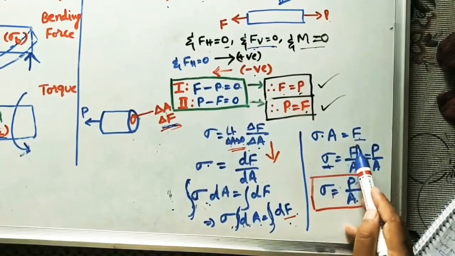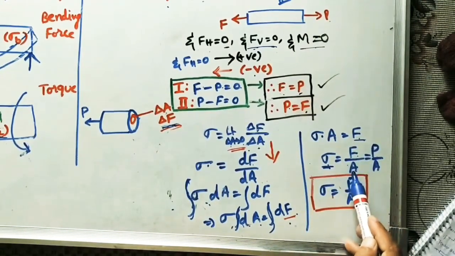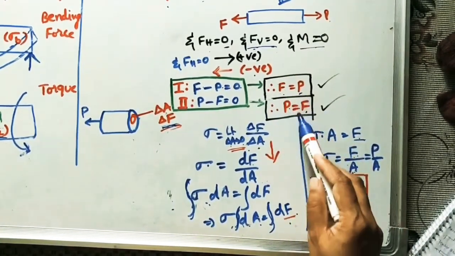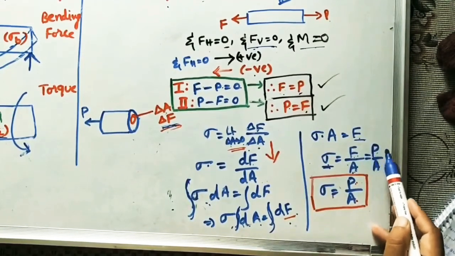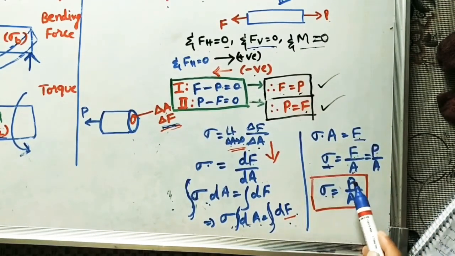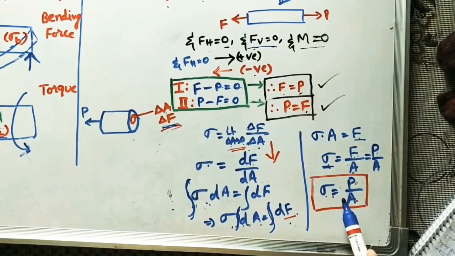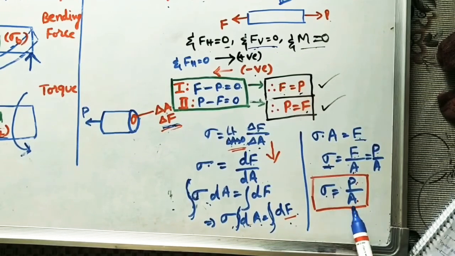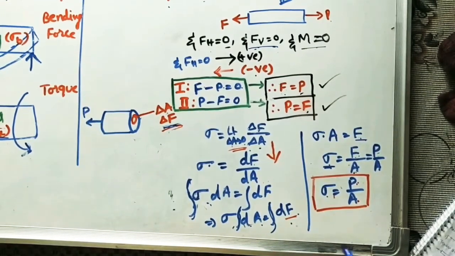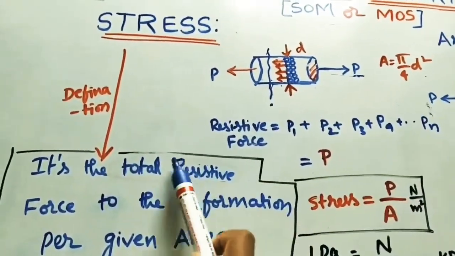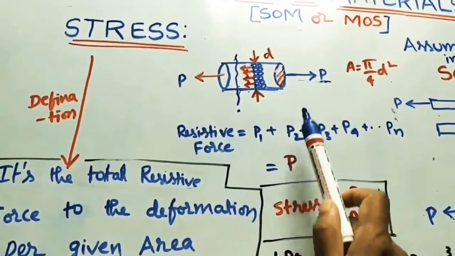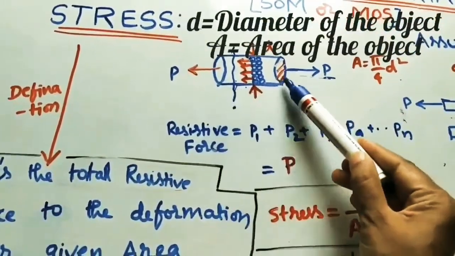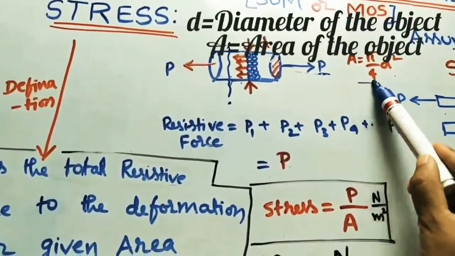Stress formula is nothing but resistance force to the deformation per given area. We showed here F is equal to P, in both cases. So instead of F, I am writing P. The formula is sigma is equal to applied force by area. But according to the definition, stress is the resistance force for the deformation per unit area. Then stress is equal to the total resistance force, which is nothing but P, the applied force, divided by this area. Throughout the cross section we take capital A. It is circular, that's why pi by 4 d square.